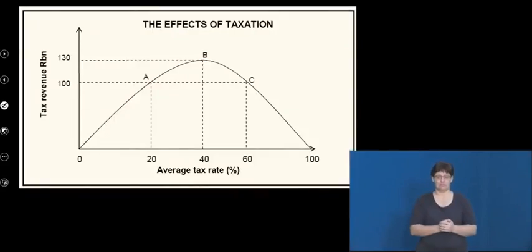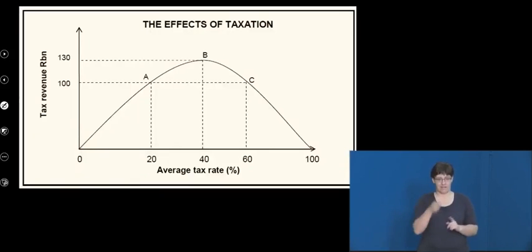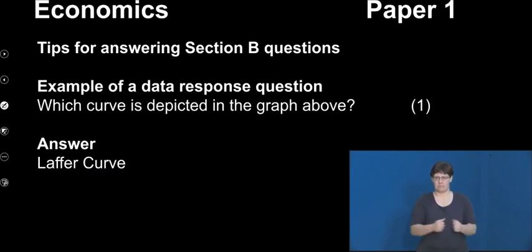This is an example. For example, you are given the curve below. We have a curve there. All of you are able, I think, by this time to identify that this is a Laffer curve. Let's look at the questions that you can get typically from a diagram like this or from a curve like this. The first question that you can get ideally is, which curve is depicted in the above graph?